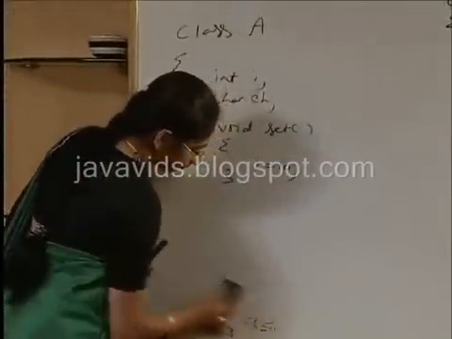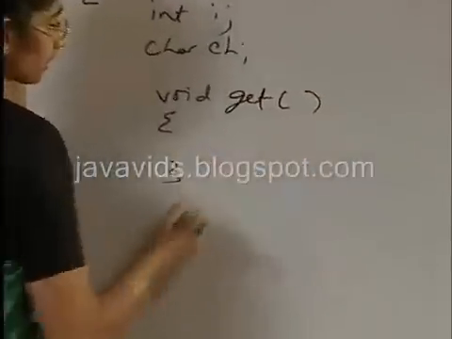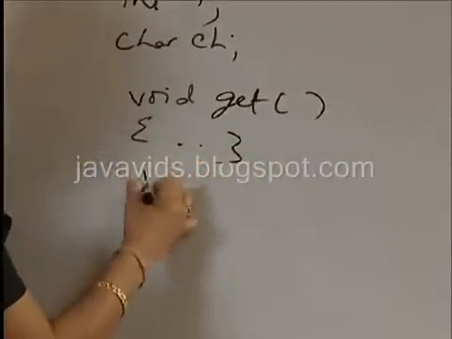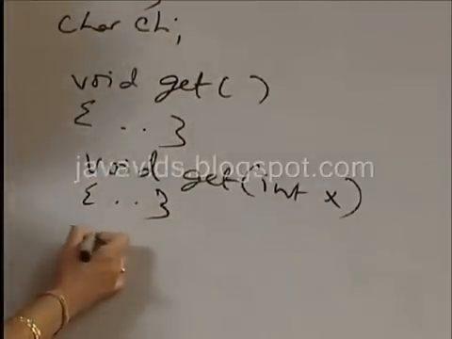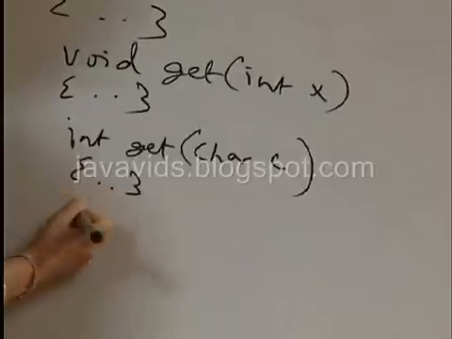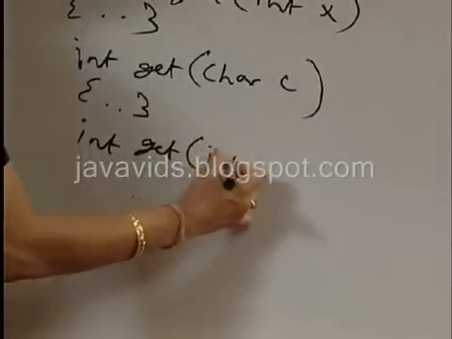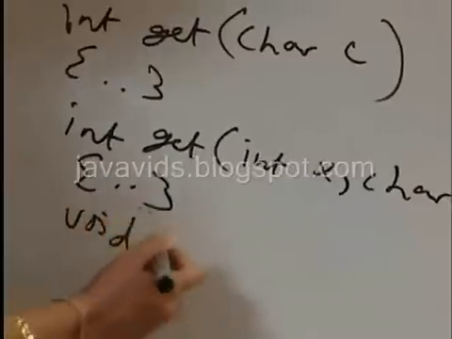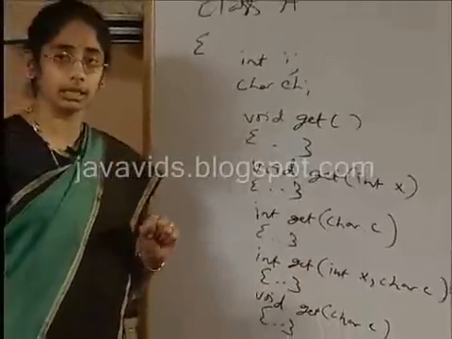For example, let's say we have a get method. So we can have void get, of int, for instance, int get of char. So if I write the same method name with different signature, it's called function overloading.